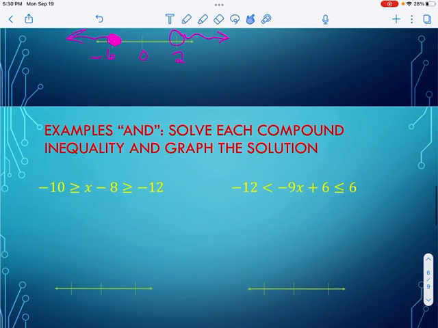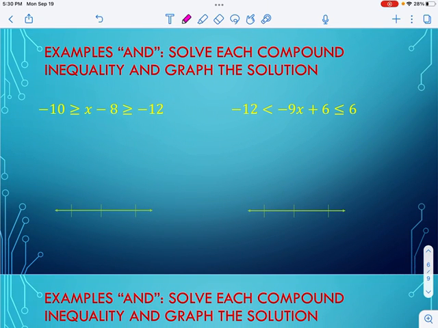Okay, let's try a couple AND statements now. So here you'll notice, remember we're trying to get x by itself, and this whole middle part goes together. So I'm going to get rid of the 8 first. I'm going to add 8. Since I'm doing it to the middle, I'm going to do it to both sides. So that gives me negative 2 is greater than or equal to x, which is greater than or equal to negative 4. So negative 4, negative 2, and 0.